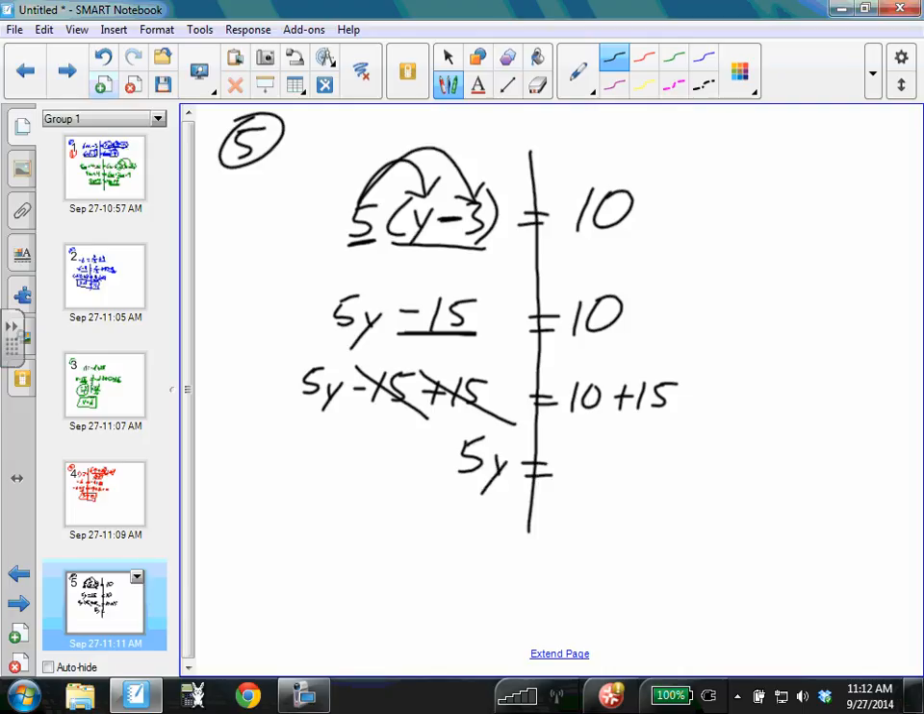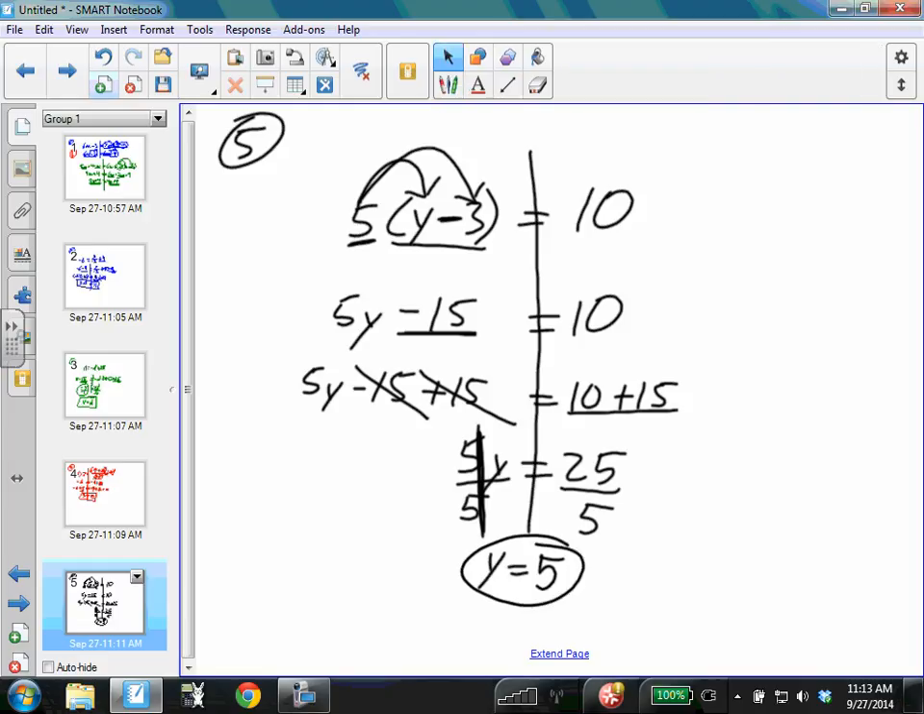And on the right-hand side, I can combine like terms. 10 plus 15 is 25. And now to get y by itself, I'm simply going to divide by 5 on both sides of the equal sign. So now on the left, they cancel, and y is equal to, on the right-hand side, 25 divided by 5 makes 5. So y is equal to 5 is the answer to number 5.